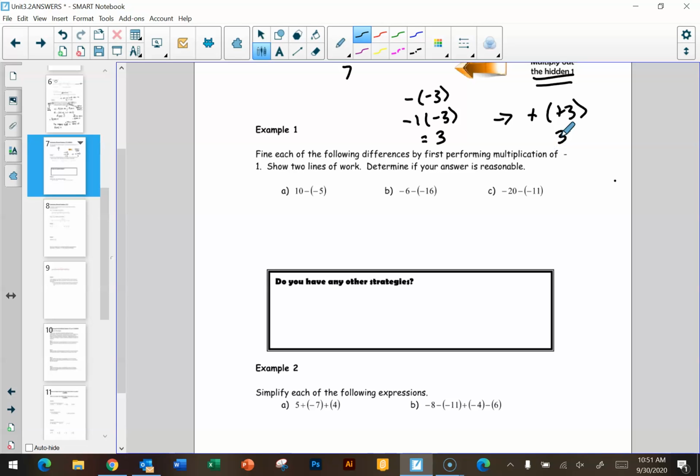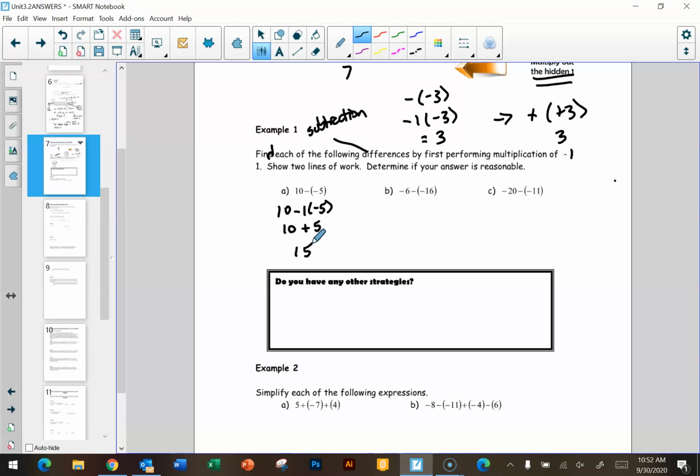All right? So find each of the following differences. Difference is just subtract, right? When you see the word difference, it's just subtraction. By first performing multiplication of negative 1, really. Show 2 lines of work, determine if your answer is reasonable. So in this case, it's really like 10 minus 1 times negative 5, right? Negative 1 times negative 5 equals a positive 5. Negative times a negative is a positive, equals 15.